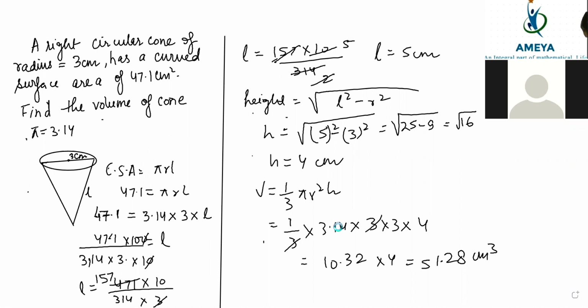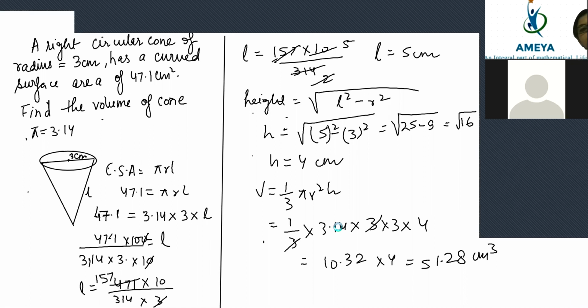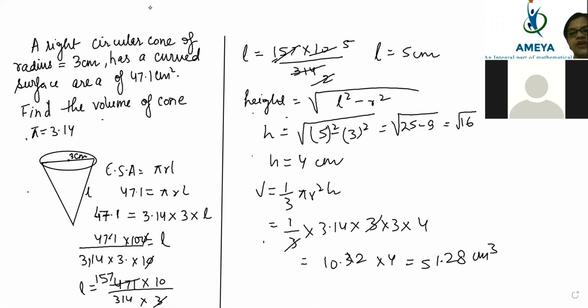Fine. 37.68 correct only, beta. Here, multiplication I made mistake. So here 3 fours are 12. 3 ones are 3, 4. 3 threes are 9. Then here it will become... okay. This is the correct answer.